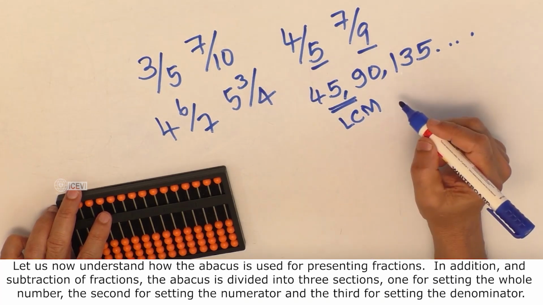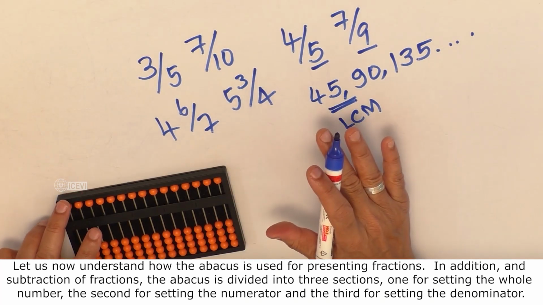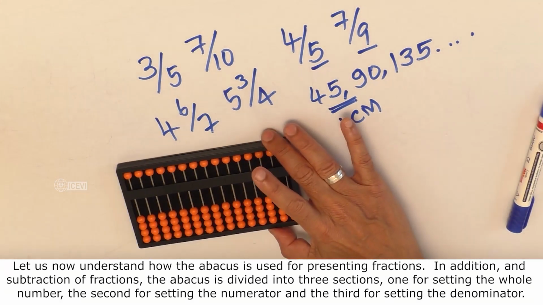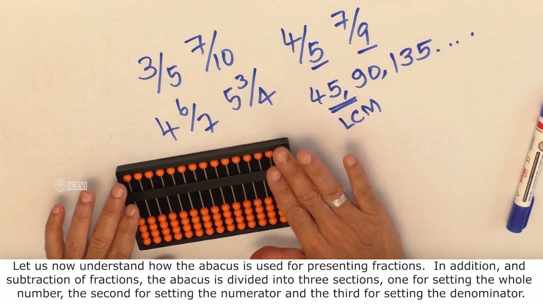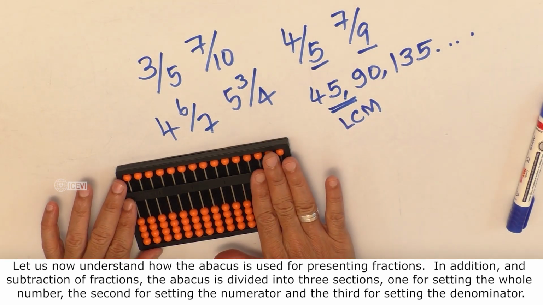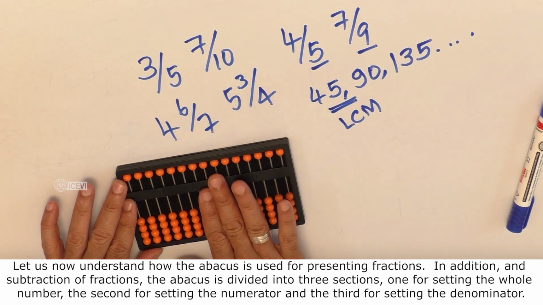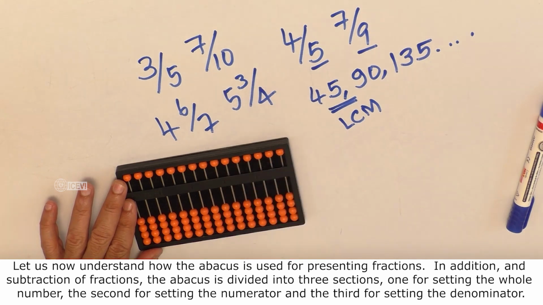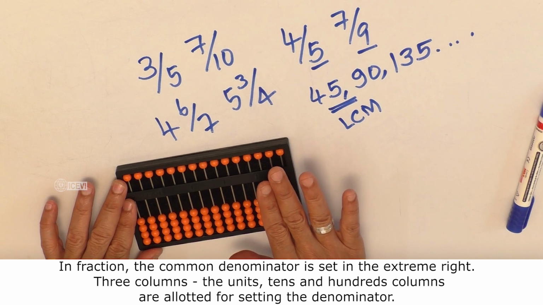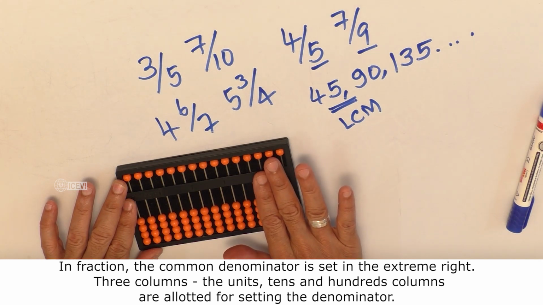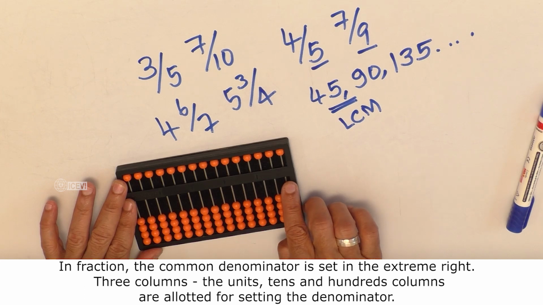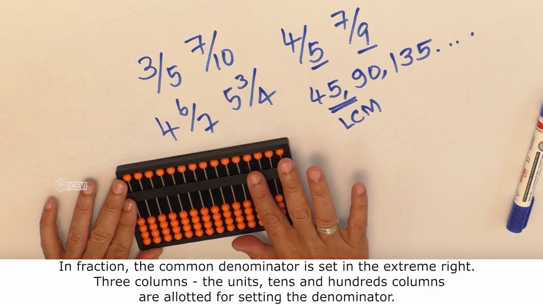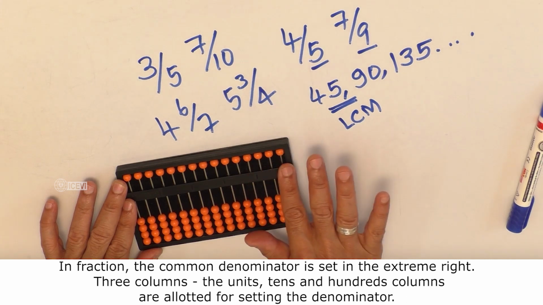Let us now understand how the abacus is used for presenting fractions. In addition and subtraction of fractions, the abacus is divided into three sections. One for setting the whole number, the second for setting the numerator, and the third for setting the denominator. In fraction, the common denominator is set in the extreme right. Three columns, the units, tens, and hundred columns are allotted for setting the denominator.